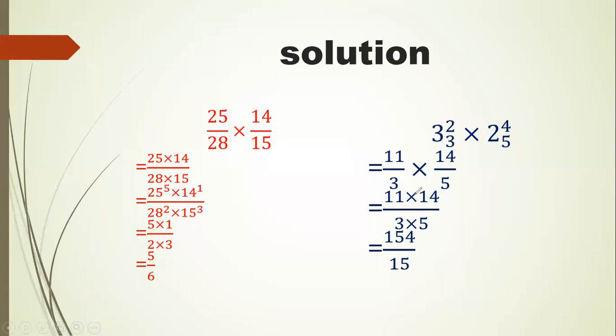So we go ahead and multiply the numerators together and the denominators together. And finally, we have our final answer as 154 out of 15. If you want, you can still go ahead and write this as a mixed fraction, but even if you stop here, it is okay.